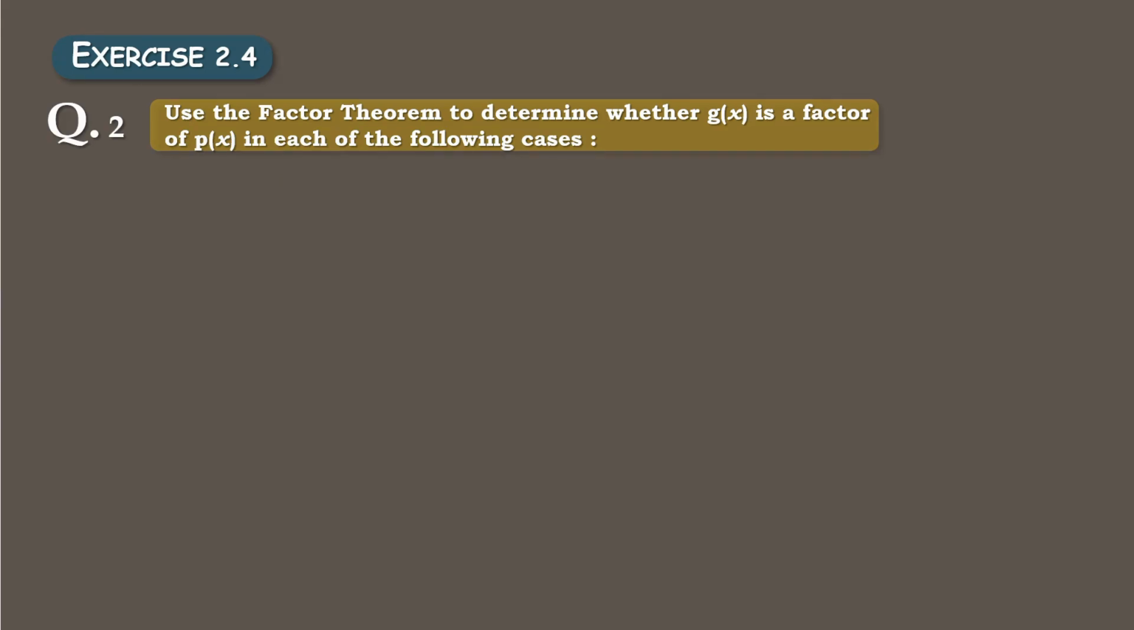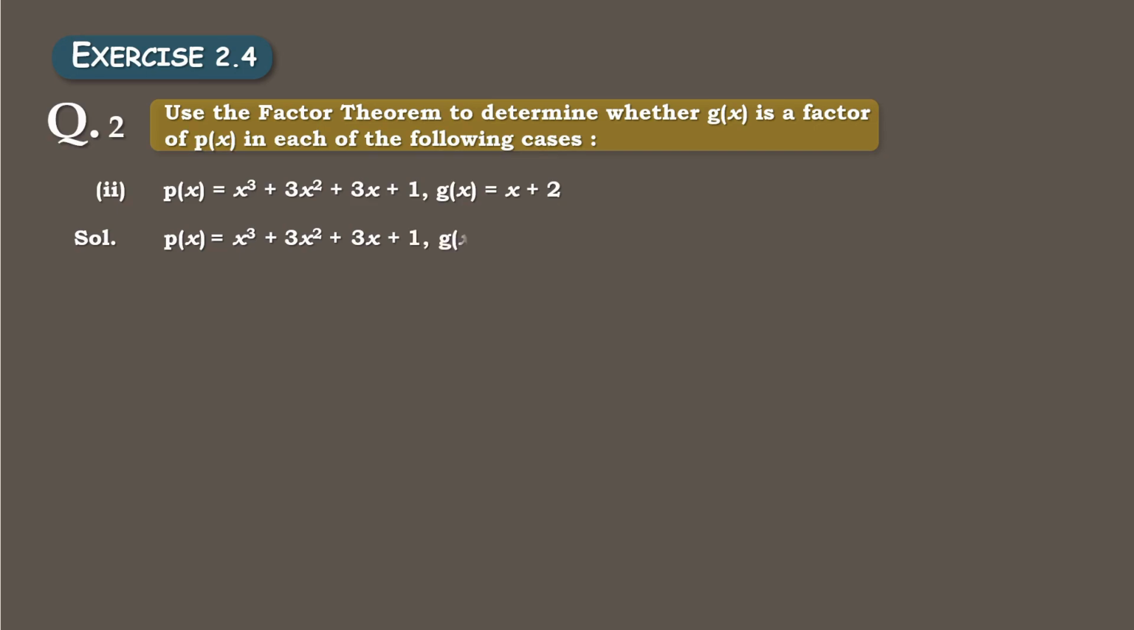Question 2, Part 2. The question asks us to use the factor theorem to determine whether g of x is a factor of p of x. The given polynomial p of x is x cubed plus 3x squared plus 3x plus 1. The given g of x is x plus 2. According to the factor theorem, if g of x is x plus a, then we substitute x equal to minus a in p of x. Here, g of x is x plus 2, so we substitute x equal to minus 2.